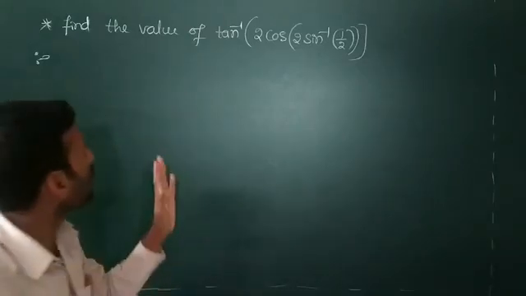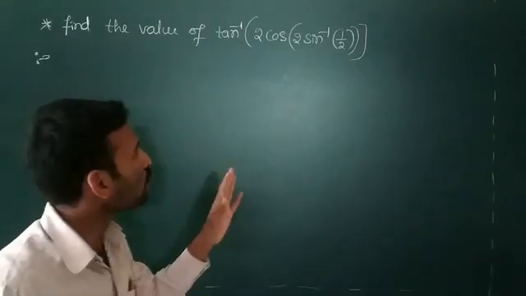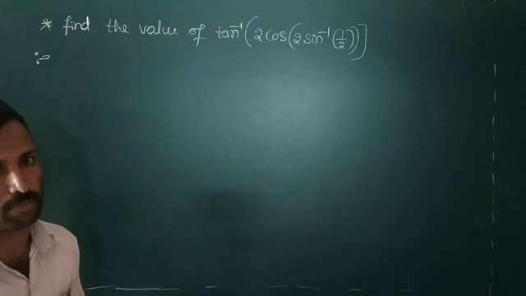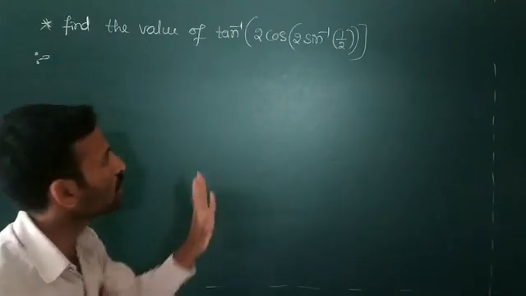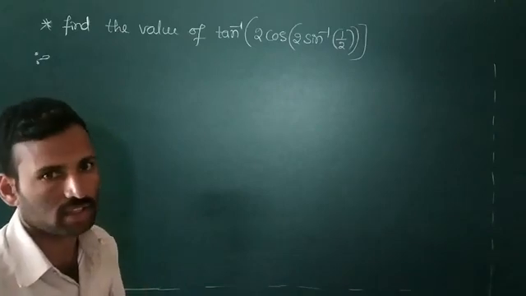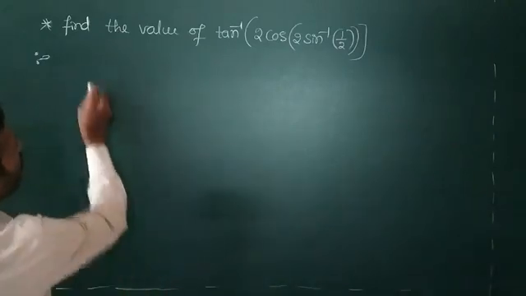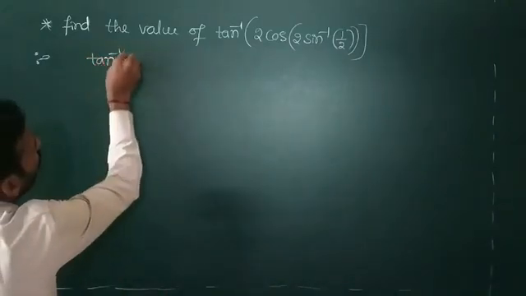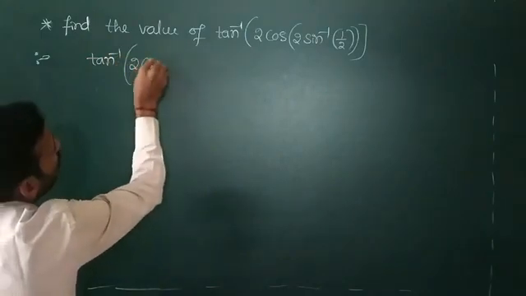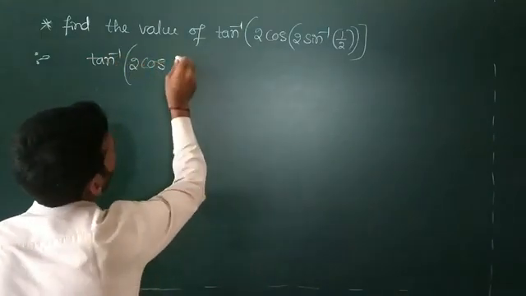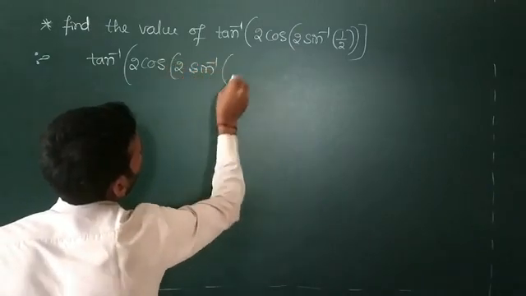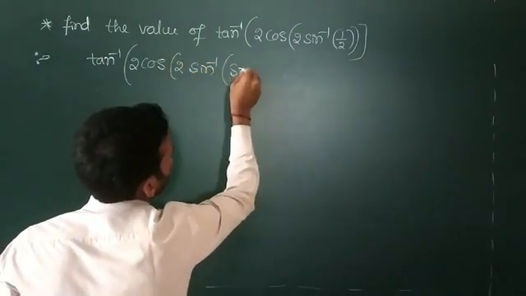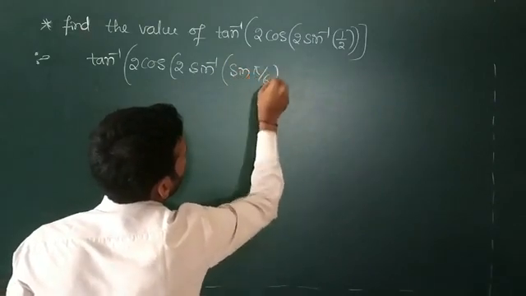Problem: find the value of tan inverse of 2 cos of 2 sin inverse 1 by 2. We use the properties of inverse trigonometric functions to simplify this. First, it is tan inverse of 2 cos of, inside the bracket, 2 sin inverse of 1 by 2. In terms of sine, 1 by 2 is sin pi by 6.